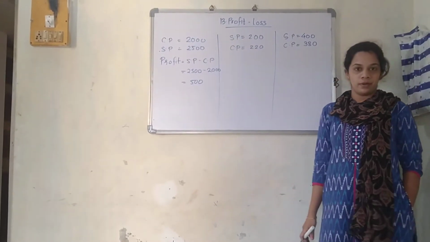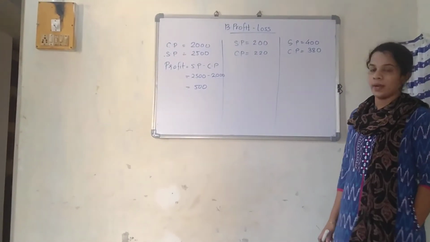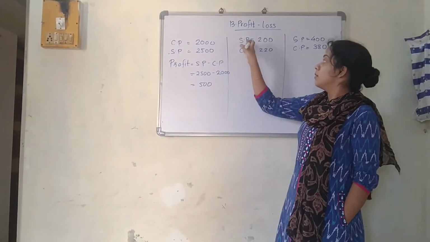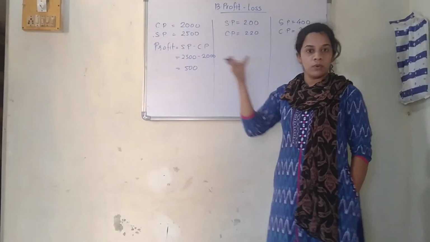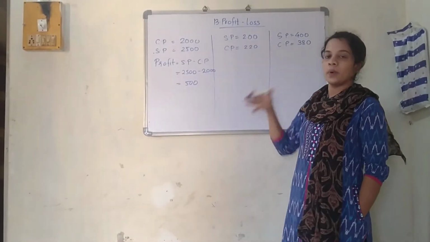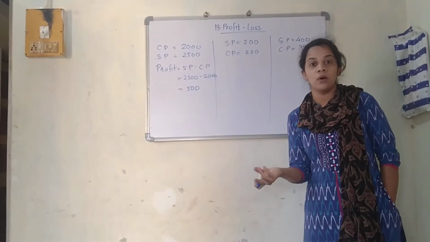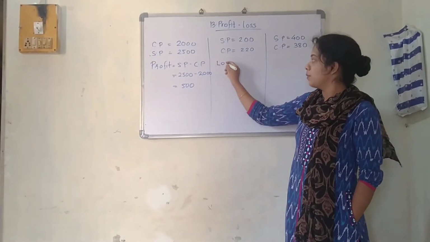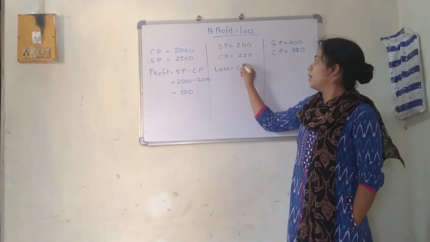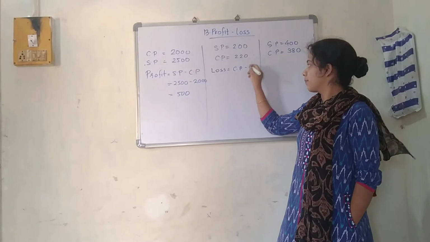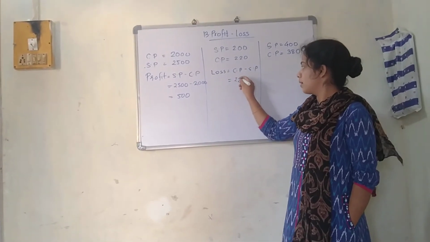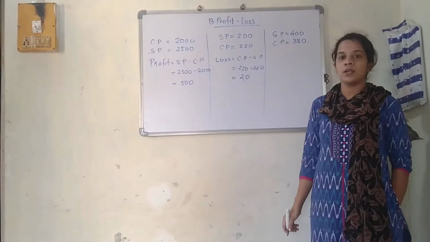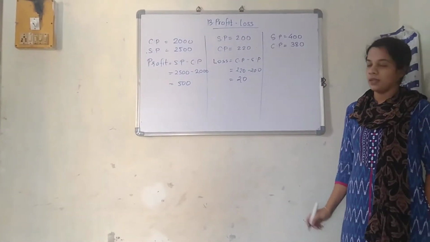Now the next one. Selling price is 200 and cost price is 220. The cost from where you bought from the shopkeeper, you bought it for 220 rupees and you are selling for 200. So you are in loss. So loss is equal to CP minus SP. CP is 220 minus 200. So the answer is 20. So you are in the loss of rupees 20.